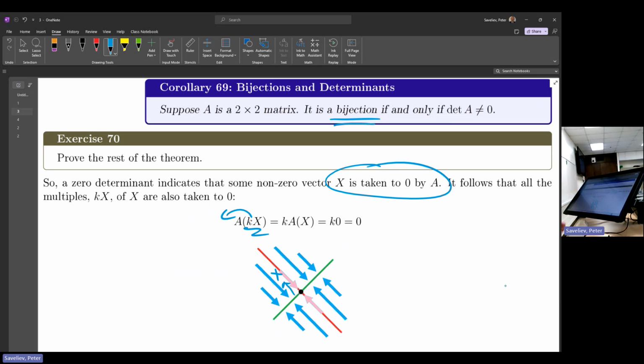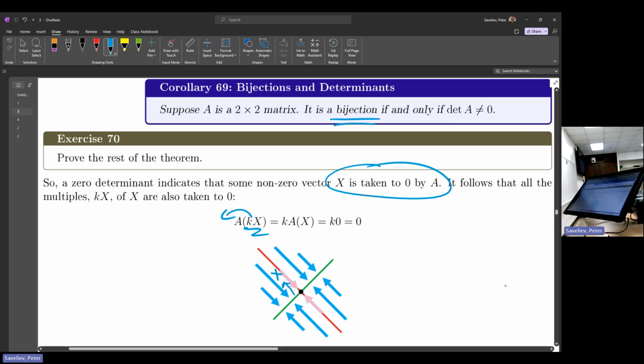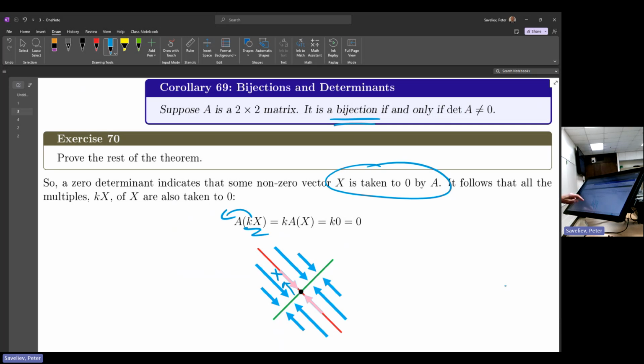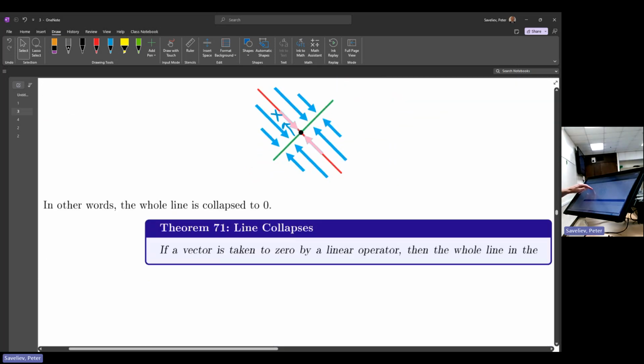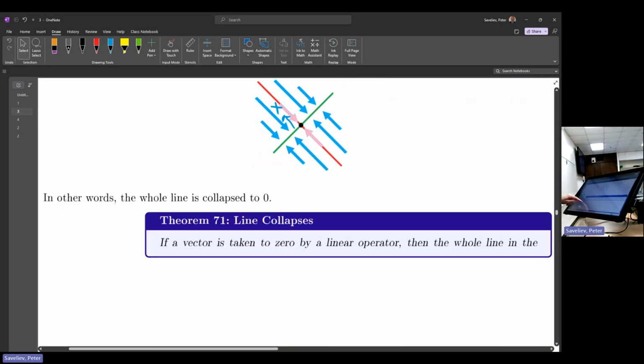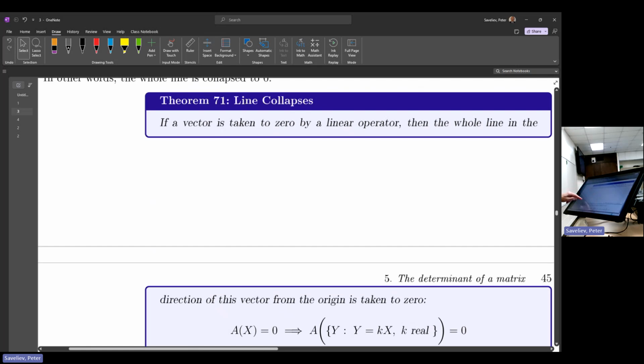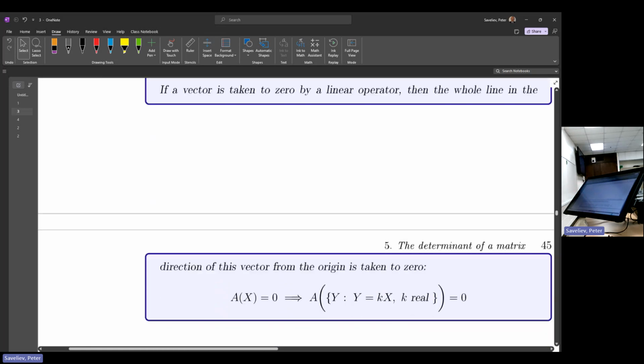So it produces a whole line of vectors that go to zero. So that line collapses to zero. So every line collapses, but this special one collapses to zero specifically. So if a vector is taken to zero by a linear operator, then the whole line in the direction of that vector from the origin is taken to zero too. Okay, so that's what the picture shows.